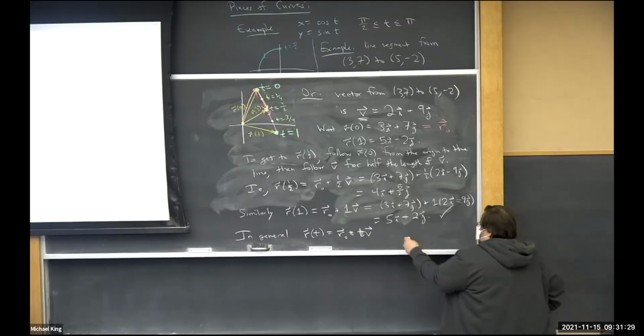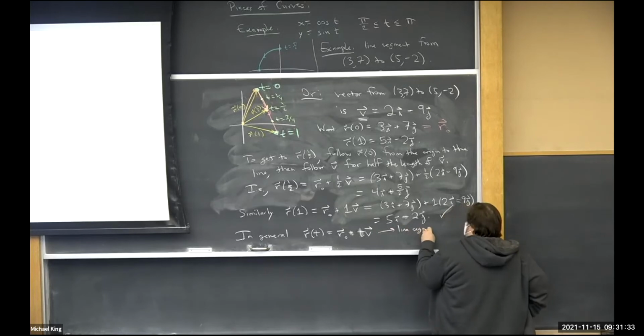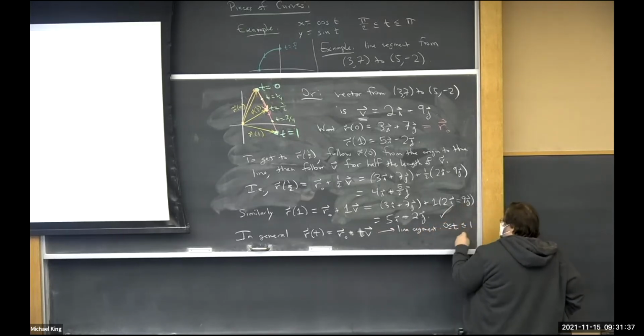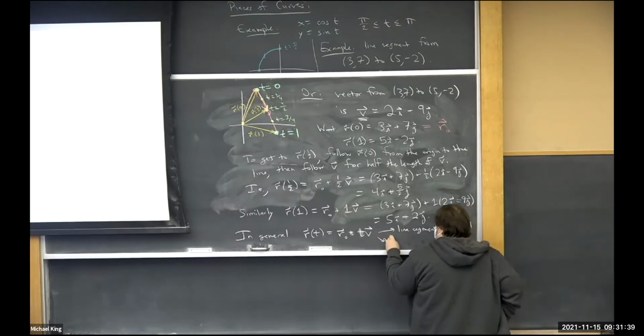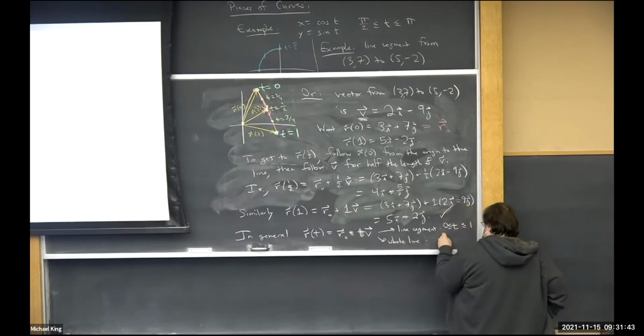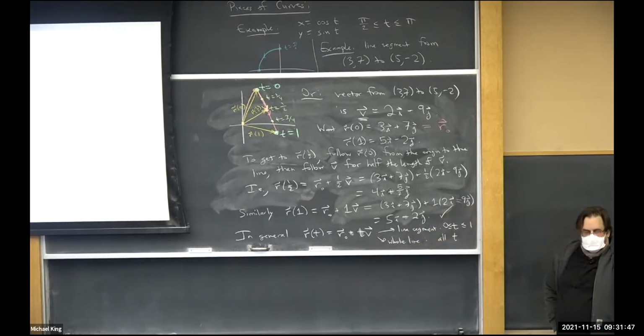So if we want the line segment, that would be just t between 0 and 1. And if we want the whole line, that would be all t. You could say t from negative infinity to infinity. Does that make sense?